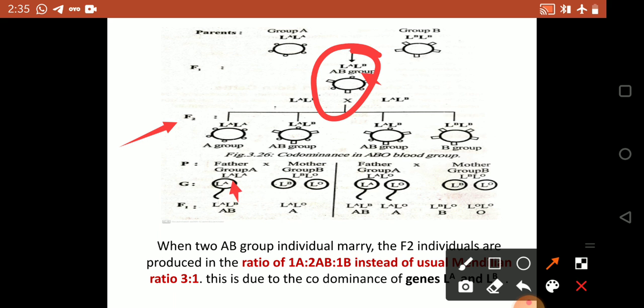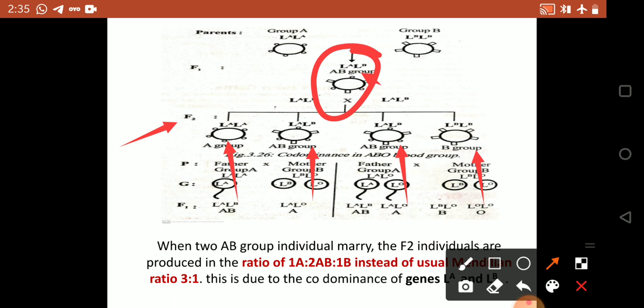LA LA will give you the A blood group, LA LB will have the AB blood group, LA LB again AB blood group, and later we will have LB LB, which leads to the formation of the B blood group. This is how the blood groups are formed in the ratio of 1:2:1. So 1 will be A, 2 is AB, and B will be 1.